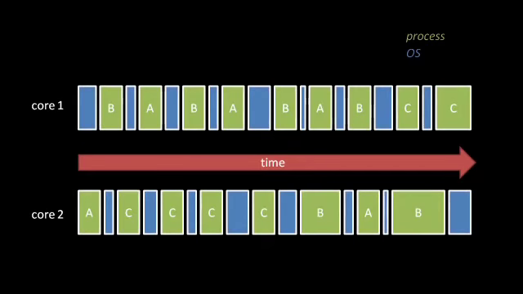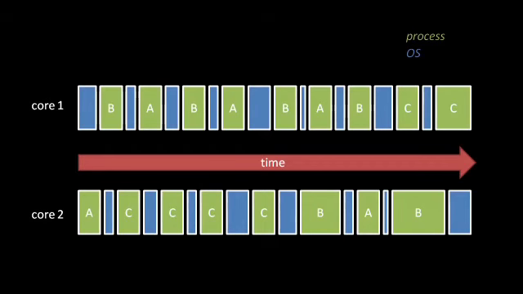A primary purpose of modern operating systems is to allow for multiple processes to run concurrently, meaning at the same time. The problem, of course, is that each CPU core can only execute the code of one process at a time, and the OS's own code can't run on a core at the same time as any process.